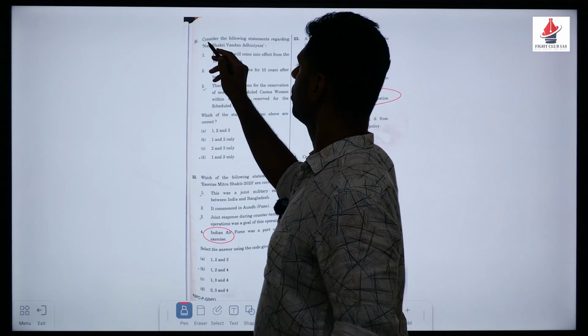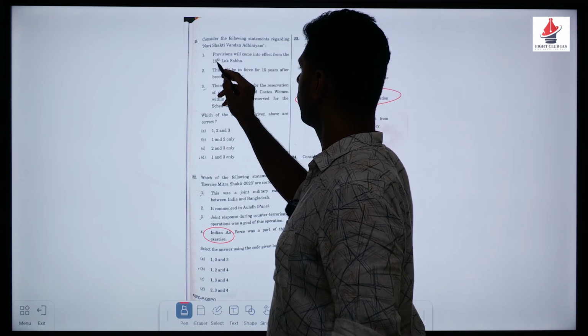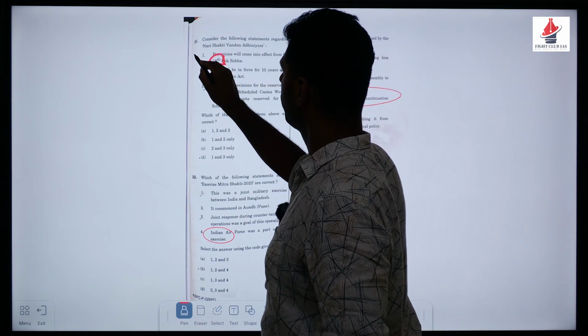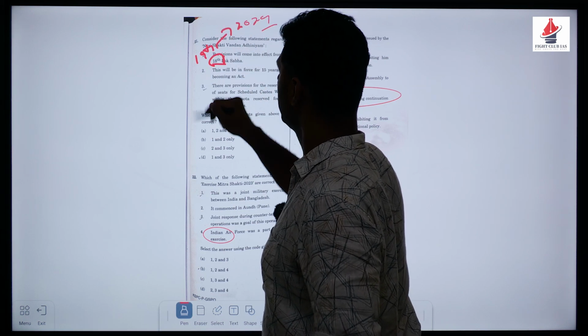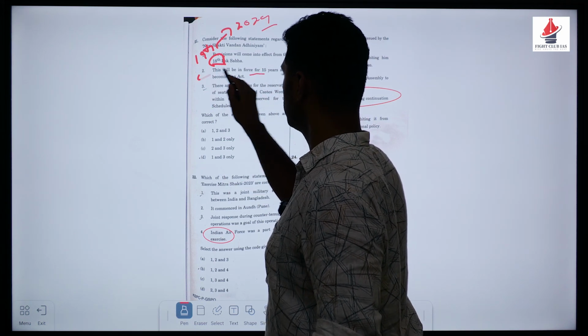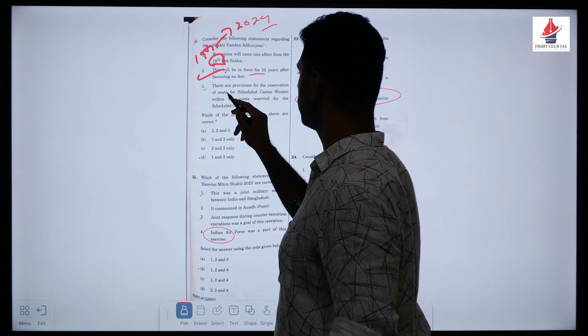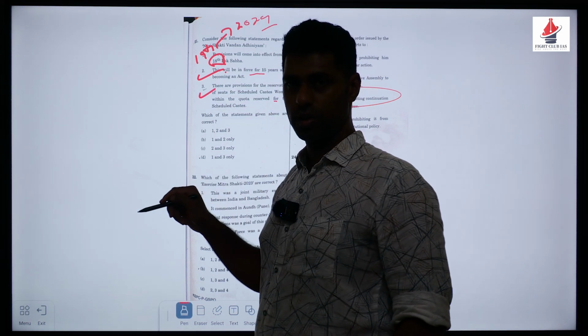Moving on, coming to the 21st, consider the following statements regarding the Nari Shakti Vandan Adhiniyam. Provisions will come into effect from the 18th Lok Sabha? No. Provisions will come into effect from the 19th Lok Sabha, which is from 2029. The 18th Lok Sabha is the current Lok Sabha. This will be in force for 15 years. This is correct. There are provisions for the reservation of seats for scheduled caste women within the quota reserved for the scheduled caste. Yes, this is also correct.